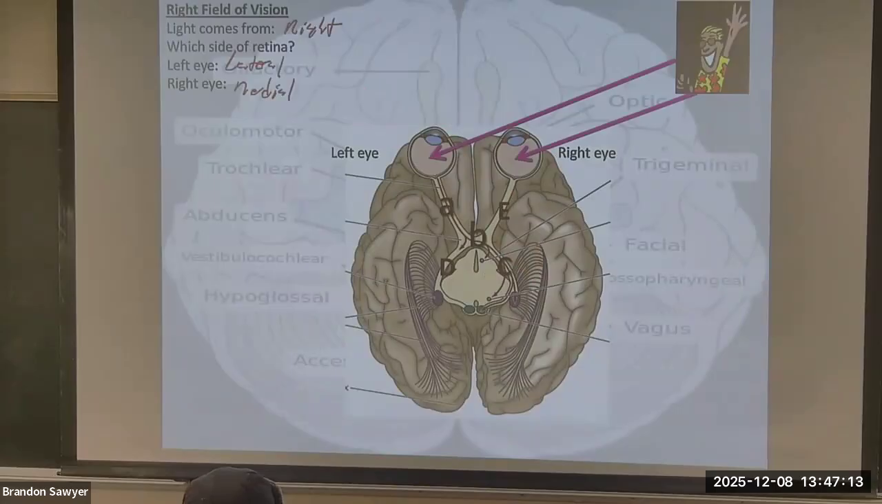Okay, and then all of that information is gonna end up over in D, right? Because the left eye is gonna send that information there. The right eye is gonna send it there. It's gonna cross through the optic chiasm, and it's all going to end up over there in D.